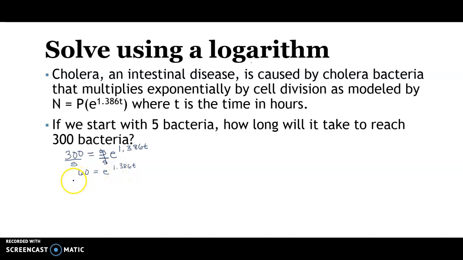So I'm going to use on both sides natural log 60 equals natural log e to the 1.386t. Natural log and e are true inverses, so this portion cancels, leaving me with just the exponent 1.386t.